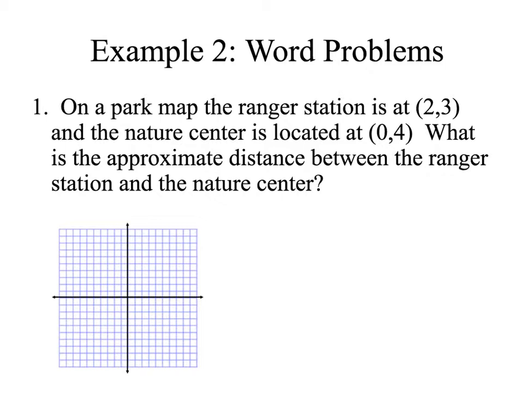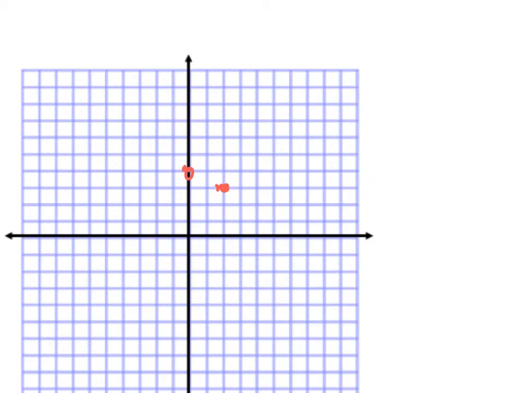So on a park map, we have a ranger station at the point 2, 3. So over 2, up 3. That right there. And we have the nature center at 0, 4. So over 0, up 4. About right there. And we want to know the distance between the two. I'm going to zoom in now so we have a little bit better view. So I'm going to connect those 2 dots and I'm going to make my triangle. Even with zooming in, it's a pretty small triangle. My bases are just 1 and 2, and I'm looking for that hypotenuse.